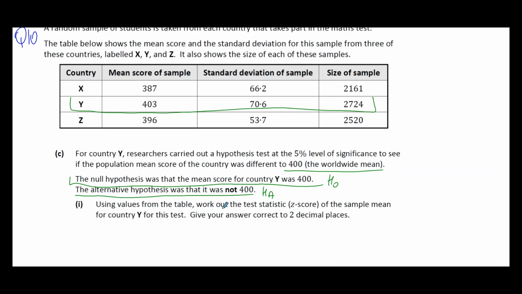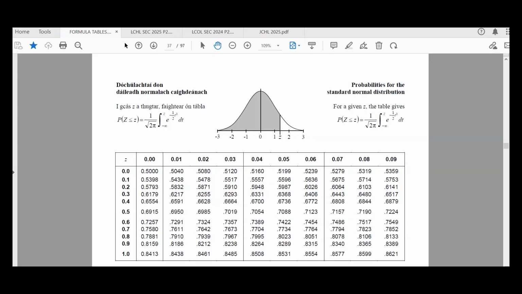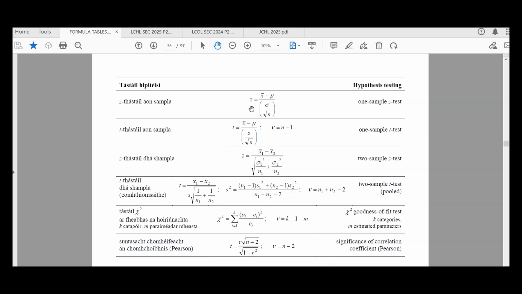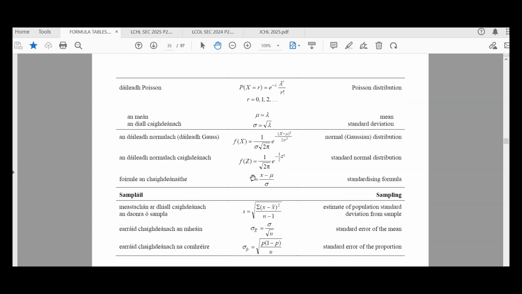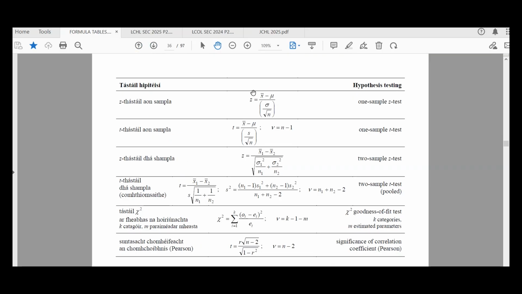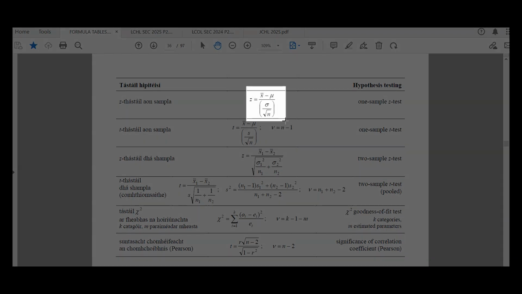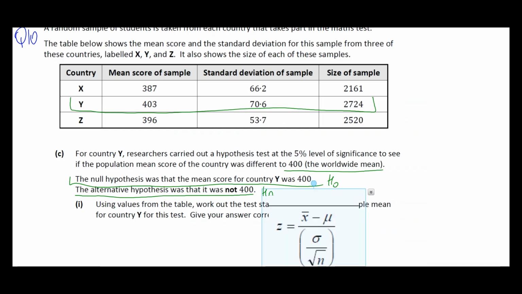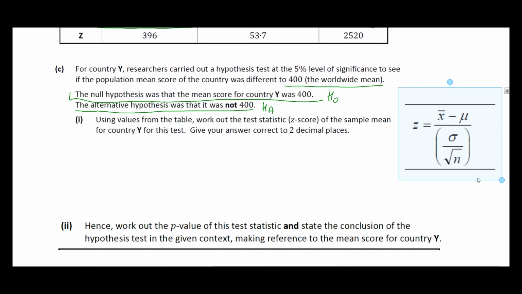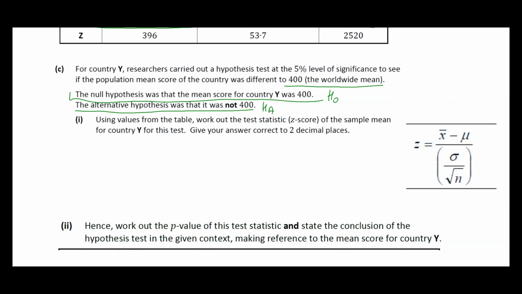Using values from the table, work out the test statistic, the z-score of the sample mean for the country Y for this test. Give your answer correct to 2 decimal places. So when we are talking about this z calculation, that is the second formula in our table that has to do with z-score. The first formula that we use is the simple version, here on page 34. And then on page 35, we have the second formula for the z-score, and that's when we have the sample mean, the standard deviation, and the population and the sample size. So that's simple, only replacing letters with numbers.